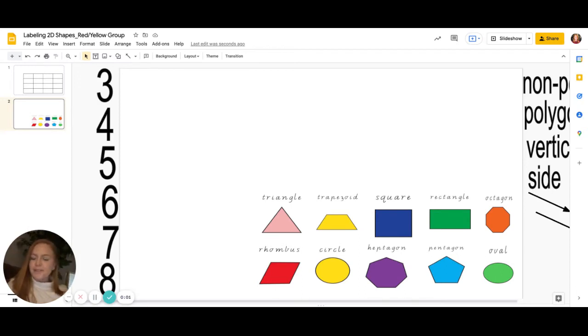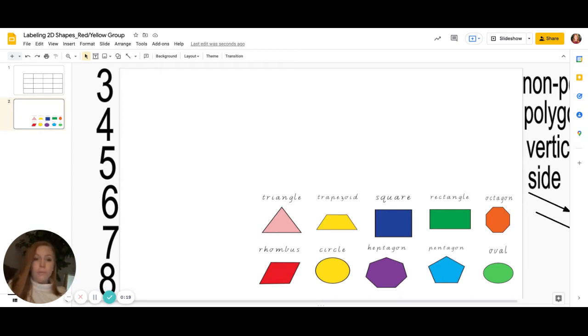Hey boys and girls, so today we're going to practice our 2D shapes. Before you start your assignment, we're going to label some 2D shapes and figure out what the sides and vertices are. All of these shapes are 2D shapes. The majority of them are polygons, but some are not polygons.